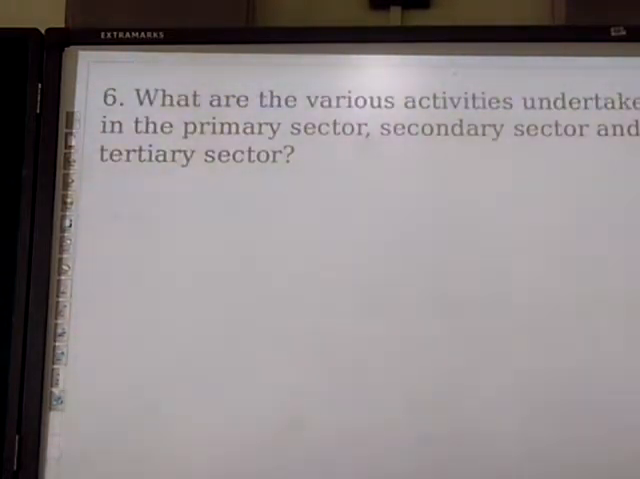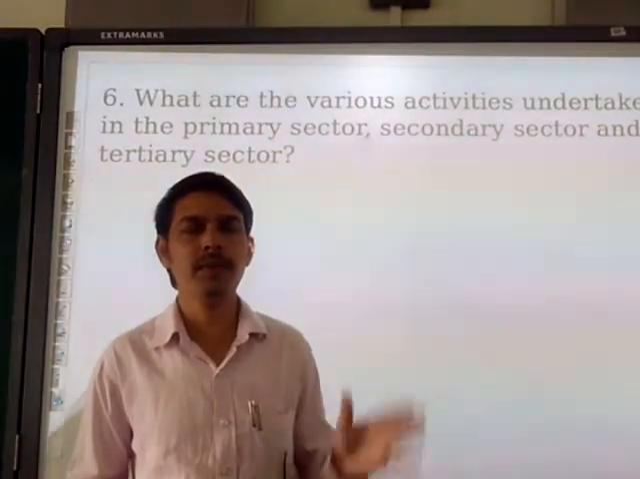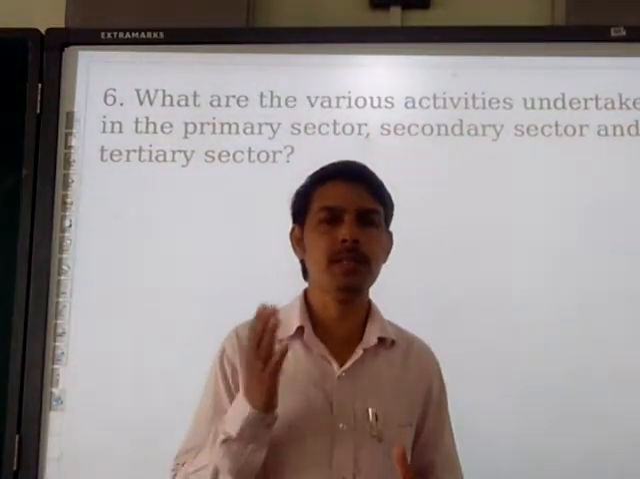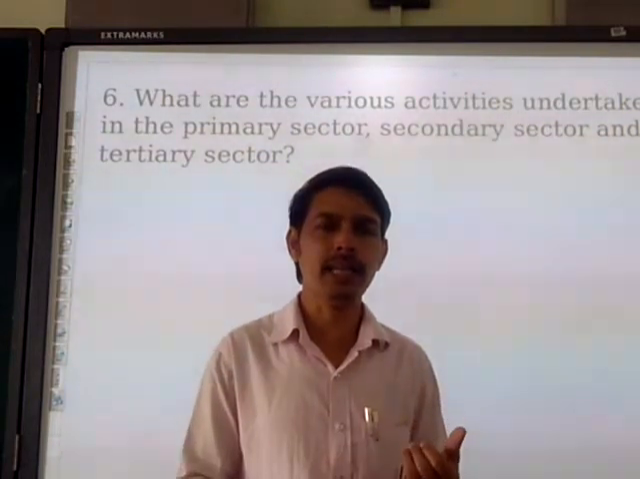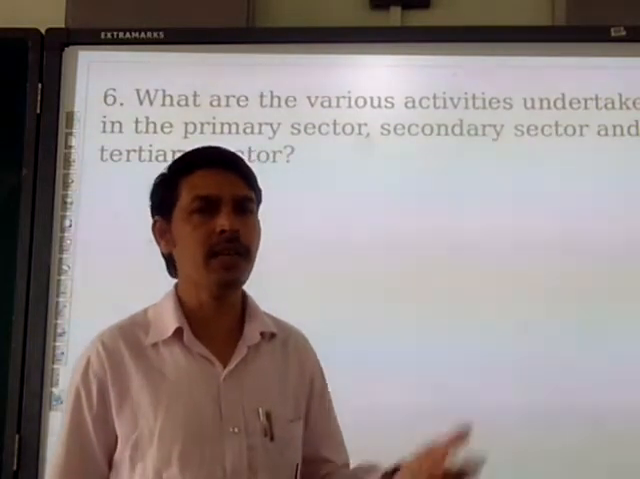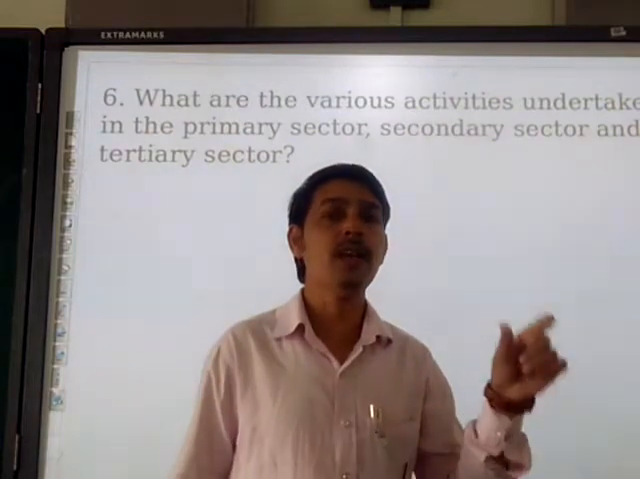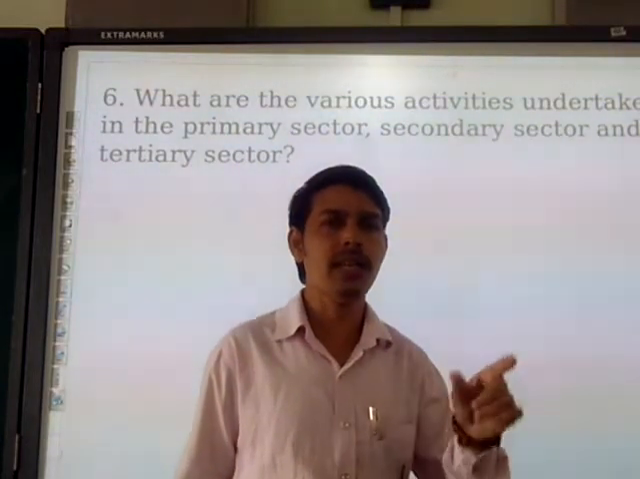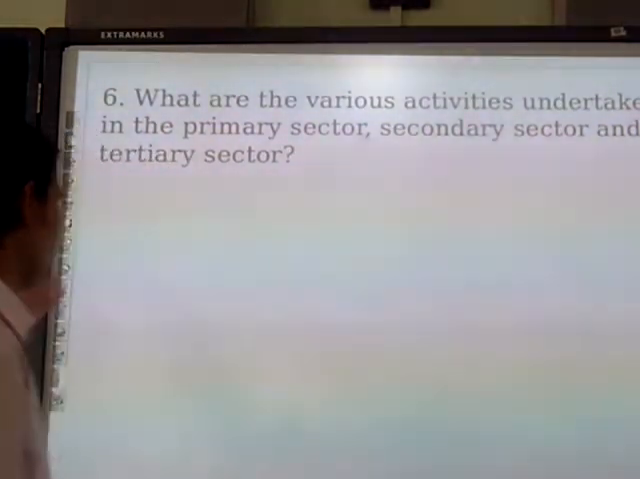What are the various activities undertaken in the primary, secondary and tertiary sectors? Here we have already studied this when we were talking about economic activities by men and women. In that part of the textbook it is given what the activities in the primary one are, and what the activities in the secondary one are. Like that you have to write: primary, agriculture based; secondary, manufacturing; tertiary, like transportation, tourism, school, medical facility and all.